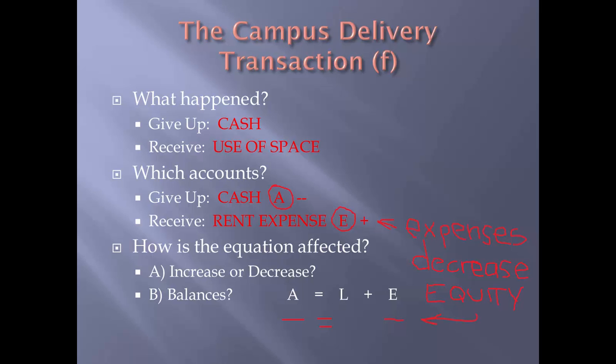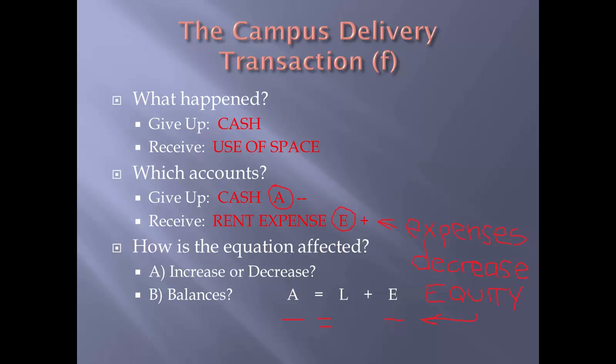Now, because rent expense is one of those equity accounts, I have to ask myself, how do expenses affect equity? Expenses decrease equity. So I'm going to put a minus under the equity, even though I have a plus next to rent expense. I'm going to put a minus under equity because expenses decrease equity. Now I have a minus under A, and I have minus equal minus, and my equation balances.